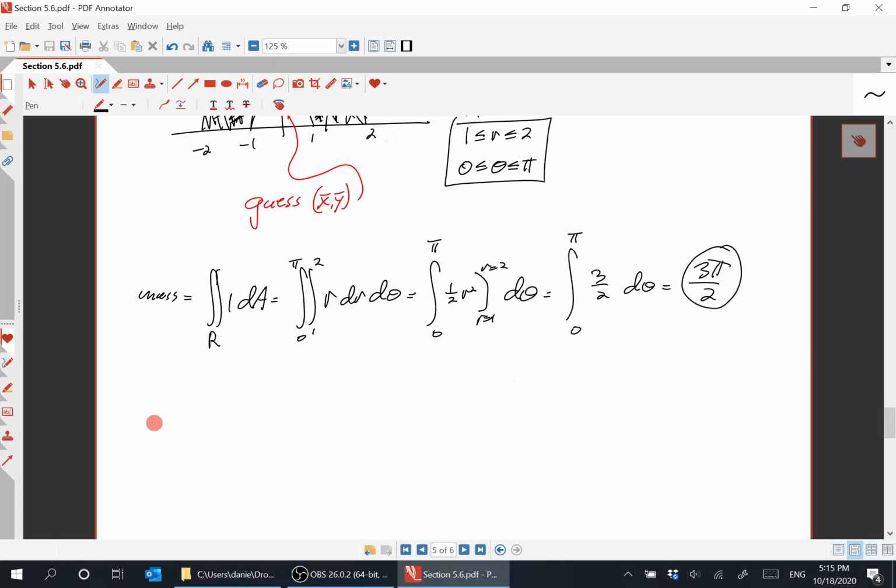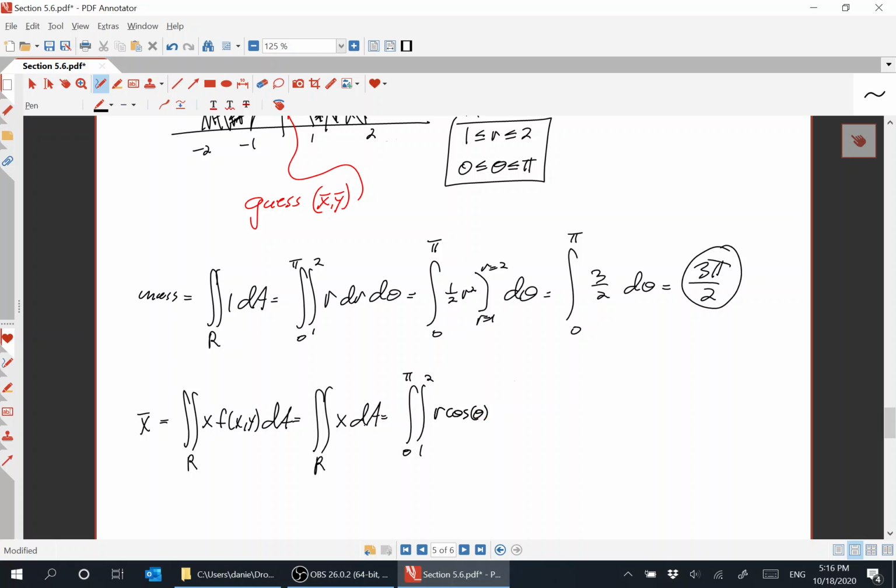All right, x bar is therefore going to be equal to the double integral over R of x dA. Right, x times f of x. But f was just 1, had that constant density. So this is the double integral from 1 to 2, 0 to pi. So x is r cosine theta, and then dA is r dr d theta. So integral from 0 to pi, from 1 to 2, r squared cosine theta dr d theta.